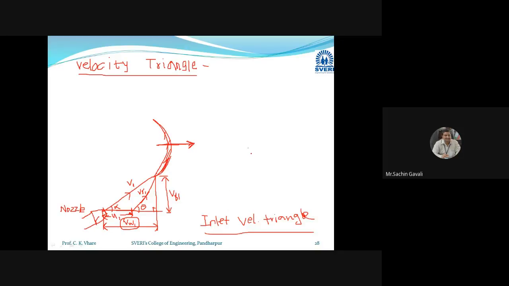Now I will give the nomenclature so that everybody will understand. V1 is the absolute velocity of jet at inlet. Alpha is the nozzle angle at inlet.